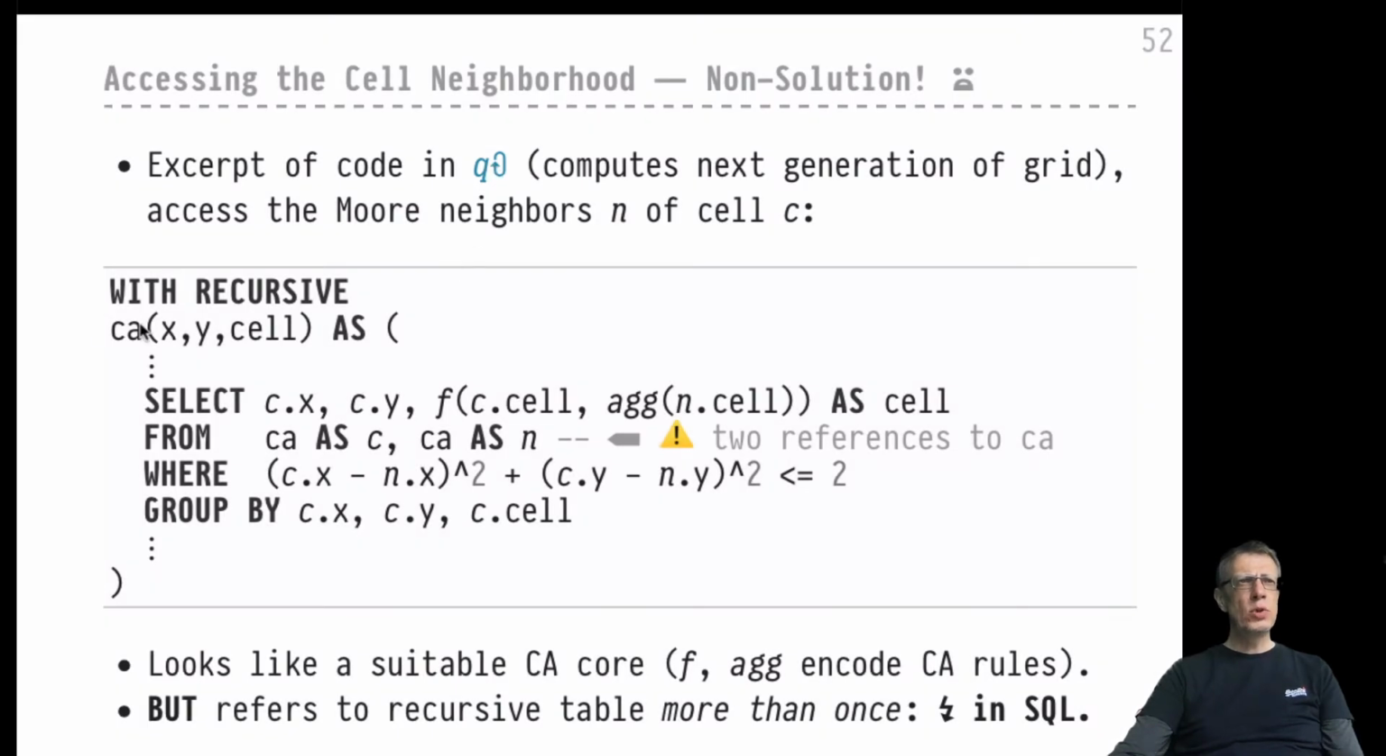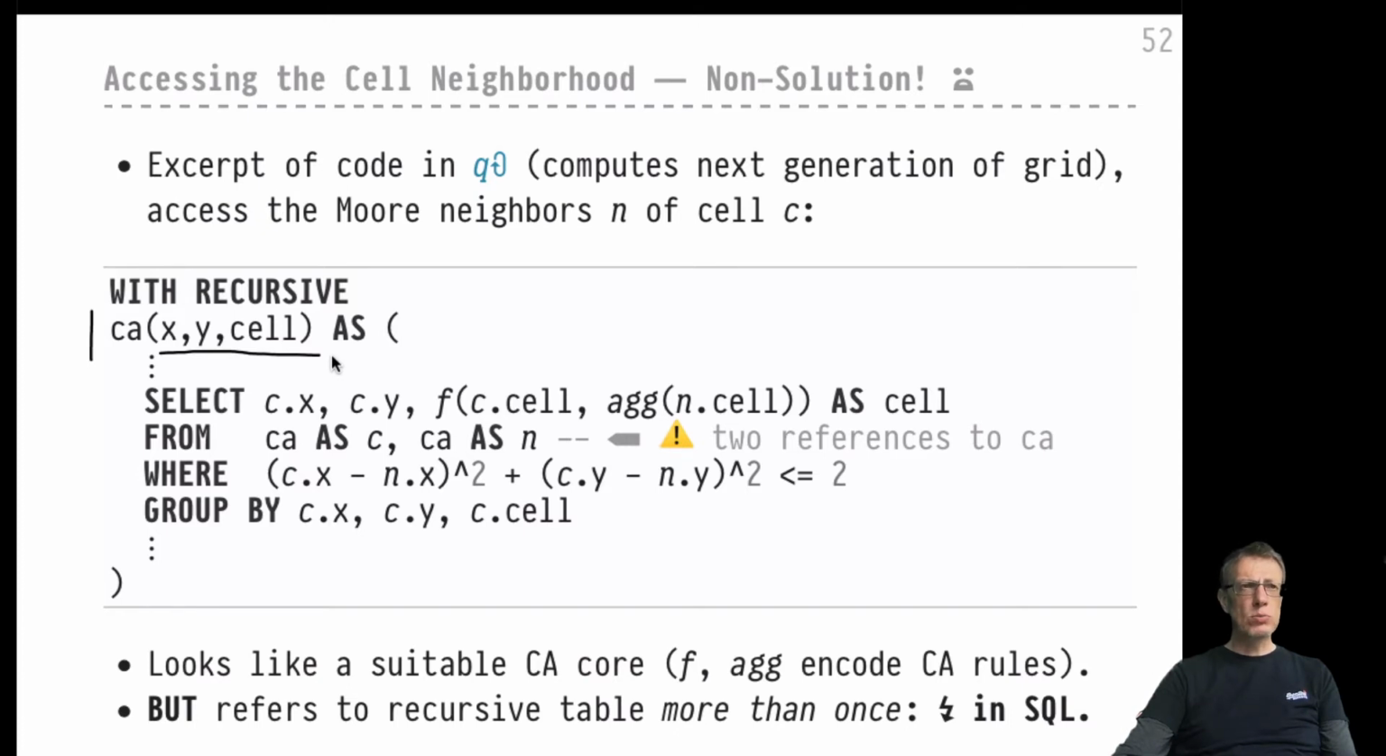Maybe this would lead to a recursive common table expression of this shape. We would have a recursive CTE that computes table CA, cellular automaton, and CA would of course store for each cell at a particular location its current state. All right, so this is something that we can rely on to be present already when we enter our Q loop query. That would be the most current state of our cellular automaton.